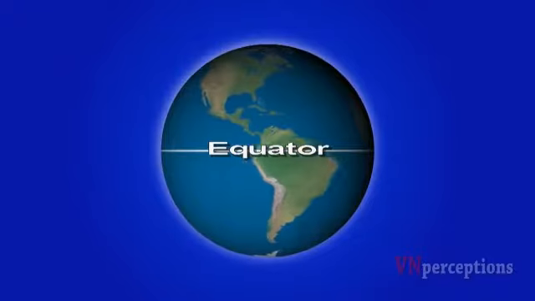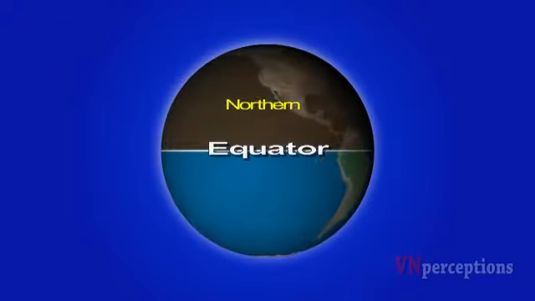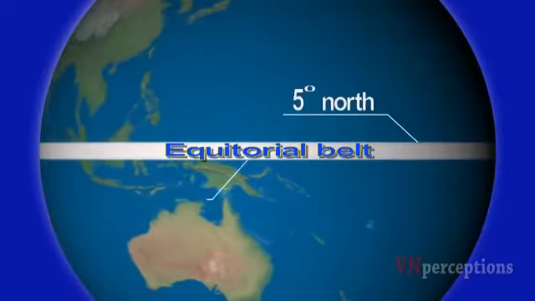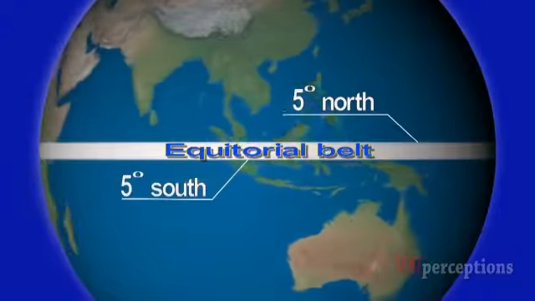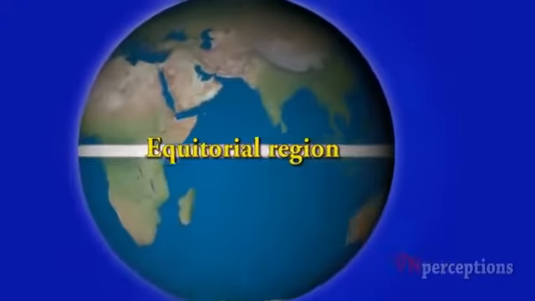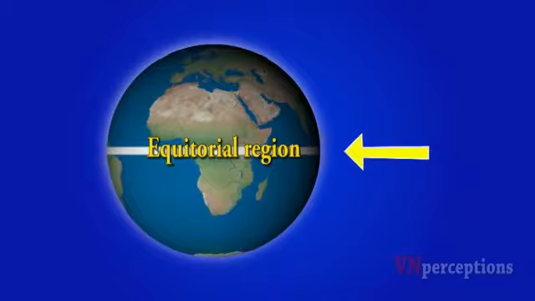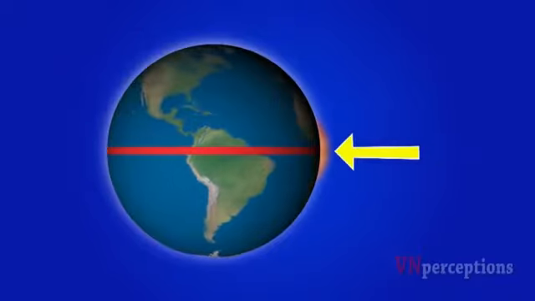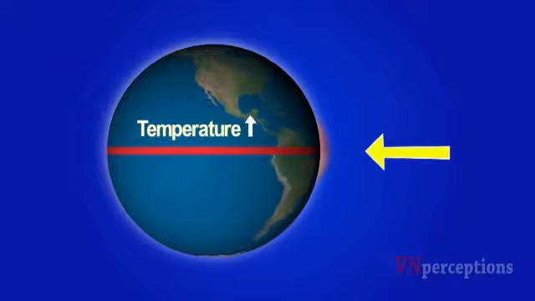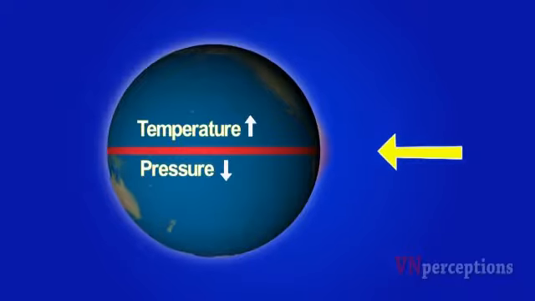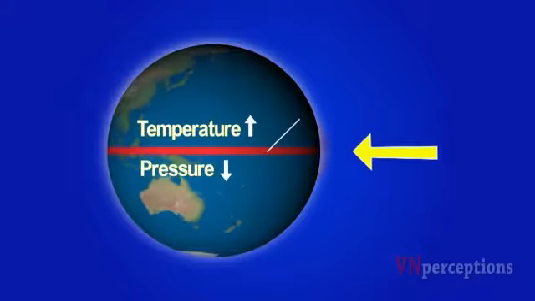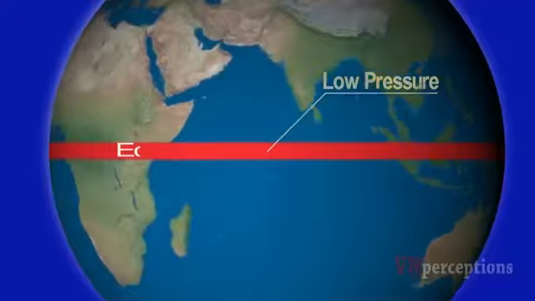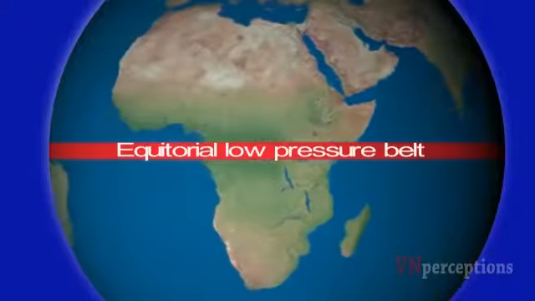Equator divides the globe into southern hemisphere and northern hemisphere, and equatorial belt extends up to 5 degree north and 5 degree south. Equatorial region receives nearly vertical rays of the sun, and this heats up the air near the equator. When temperature increases, pressure decreases. So, along the equator we have low pressure, and we call this region as equatorial low pressure belt.